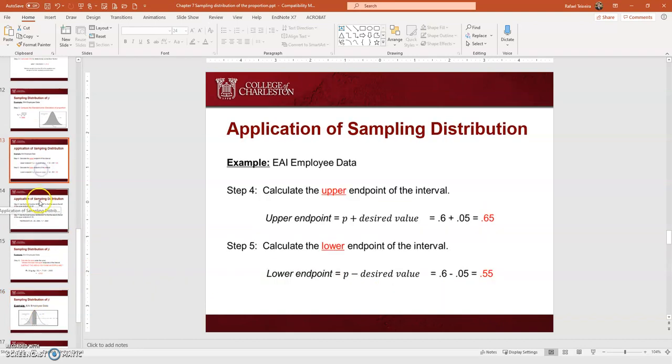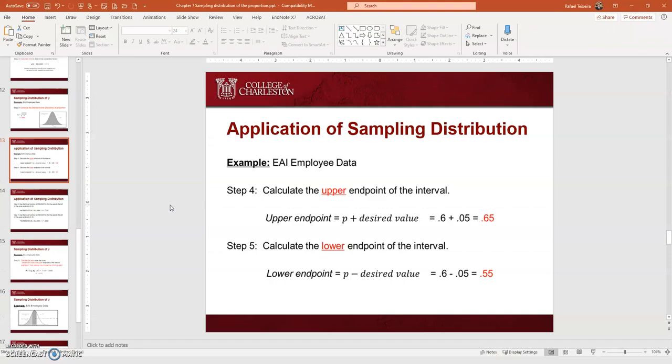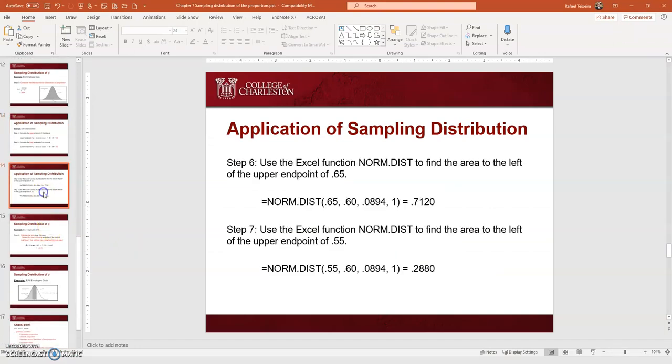Okay, so we did that. This one is pretty easy. I'm not going to use Excel. It's very straightforward. So it's here. I just type it, and then we can move to step 6 and 7. Step 6 and 7 is use Excel to find the answer. Okay, so let's use Excel.